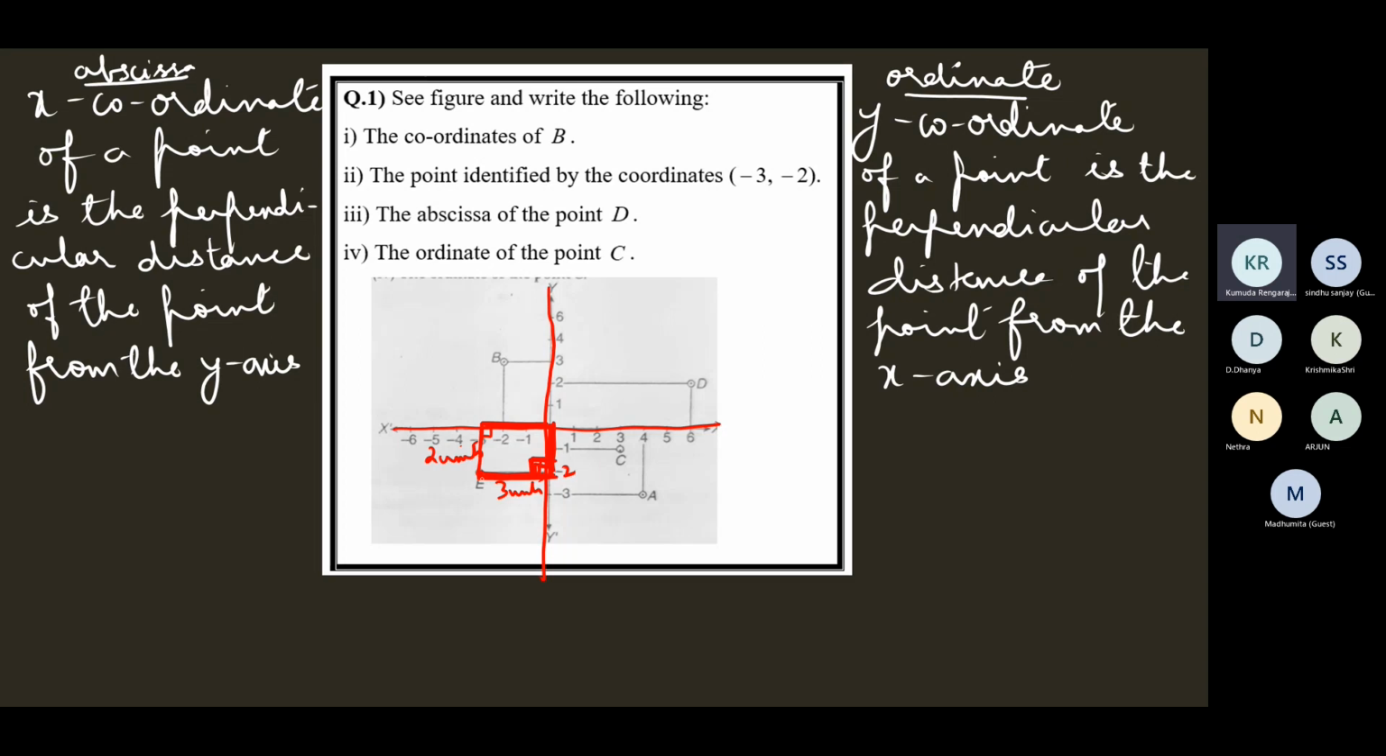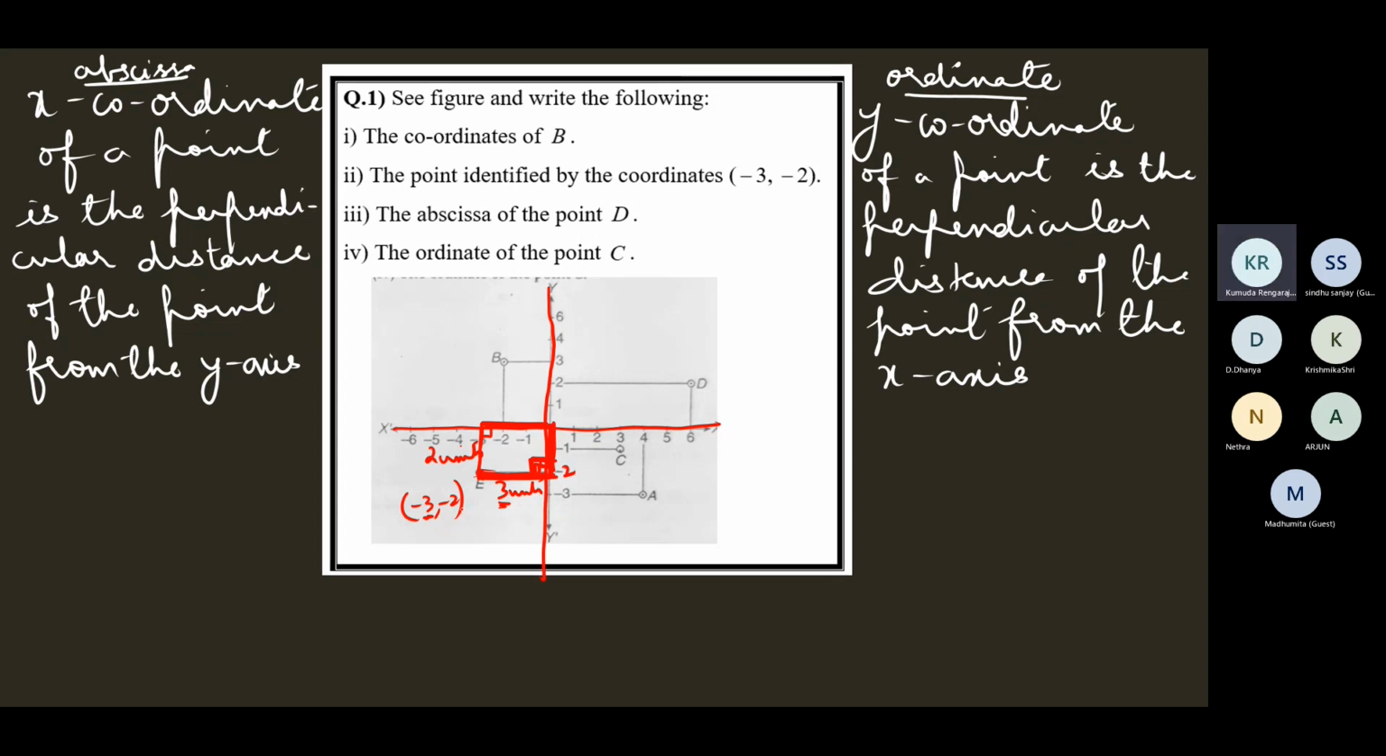Now, what are the coordinates of this point, by the way? The coordinates of this point are minus 3, minus 2. So if you look at 3, where is 3? It's the perpendicular distance of the point from the y-axis. That's the x-coordinate here.